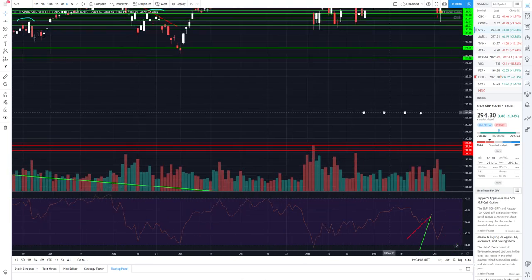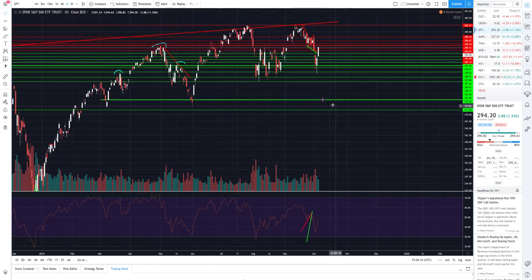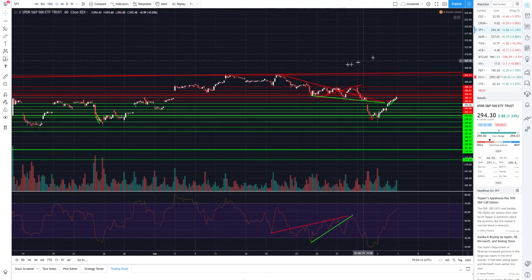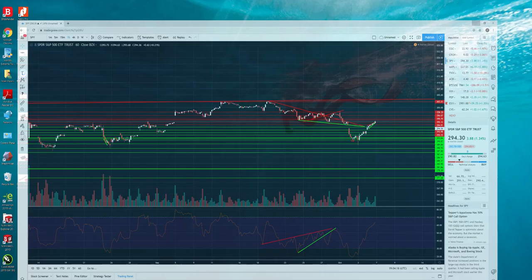So like I said, I'm not taking a trade here. This is not a tradable zone for me. But those are the things I'm going to be looking at for Canopy.